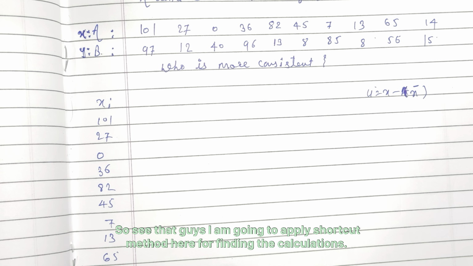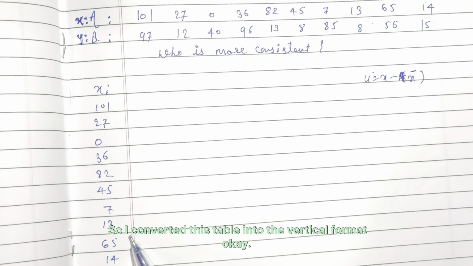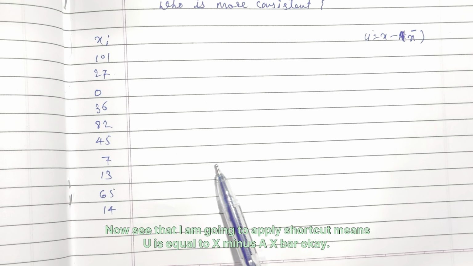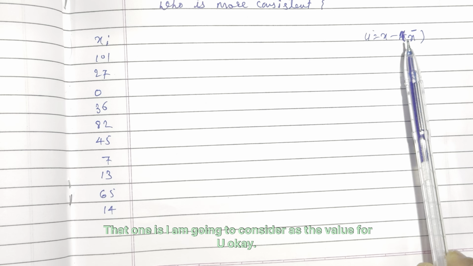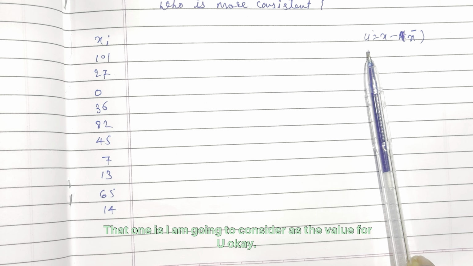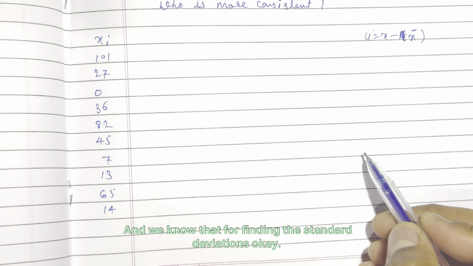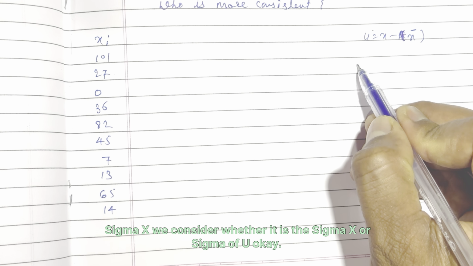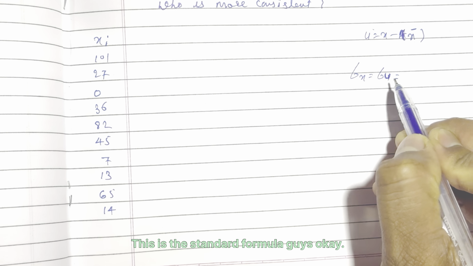See that guys, I'm going to apply the shortcut method here for the calculations. So I converted this table from horizontal to vertical format. Now I'm going to apply the shortcut, meaning u is equal to x minus x bar, and I'm going to consider that as the value for u. And we know that for finding the standard deviation, sigma x or sigma of u, this is the standard formula guys.